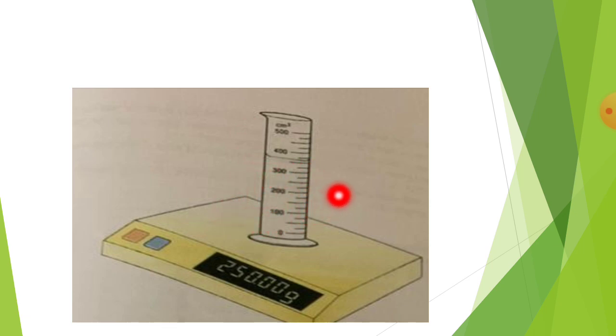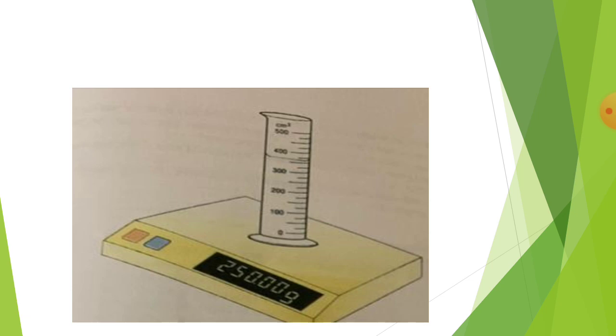So now we have two measurements of mass. The first measurement is the measuring cylinder without the liquid, and the second measurement is the measuring cylinder with the liquid. So to get the mass of the liquid, we will subtract the first reading, which is the one without the liquid, from the second reading, which is the one with the liquid, and then we now have the mass and the volume.